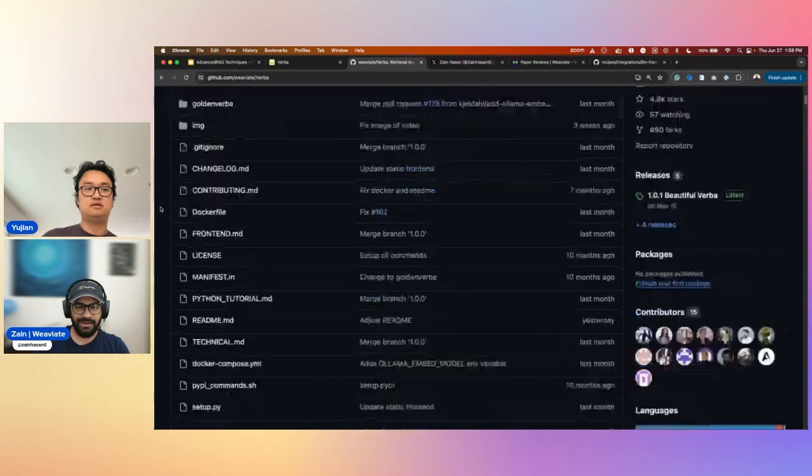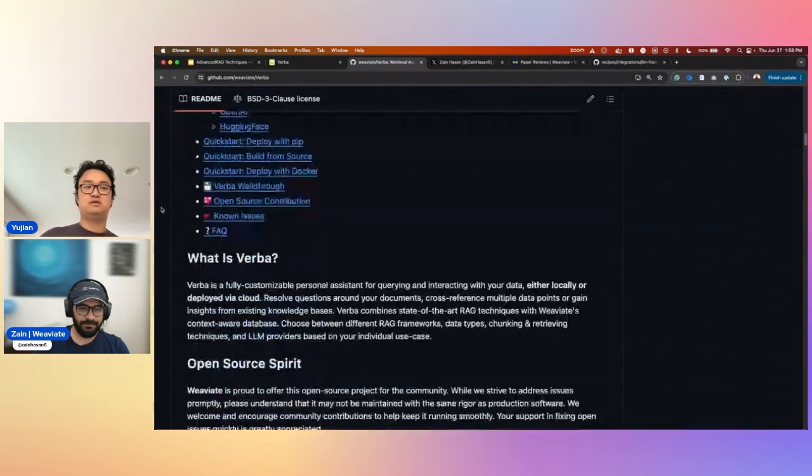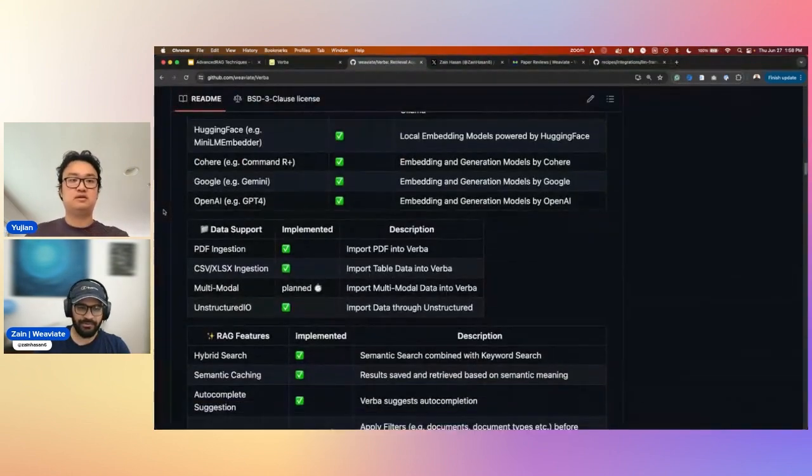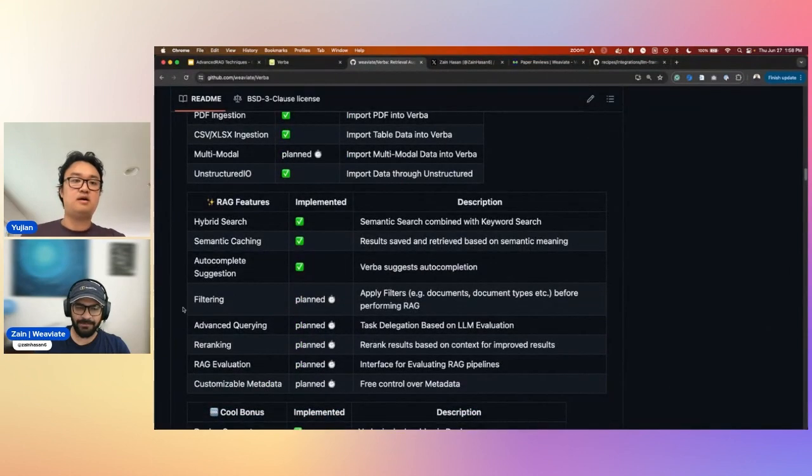And one thing that you'll notice is that a lot of the techniques that I'm talking about here are actually on the roadmap to be added into Verba. So if you look at this a couple months from now, we'll actually have implemented all of these advanced techniques natively into Verba. So when you start using it, you can take advantage of those techniques.